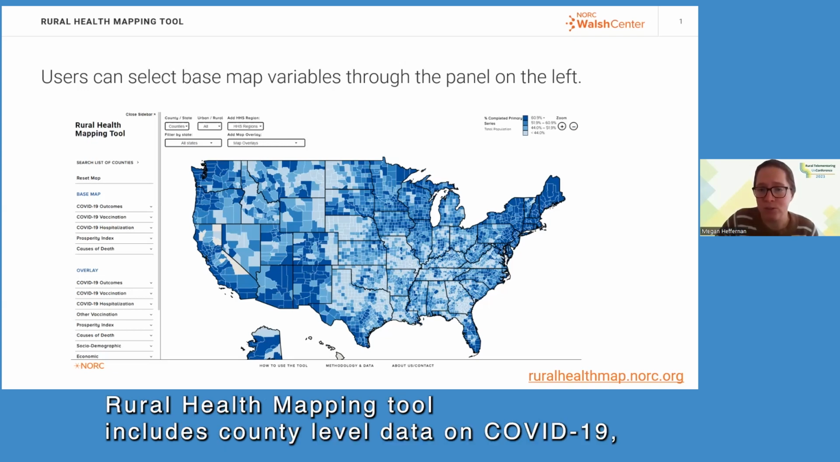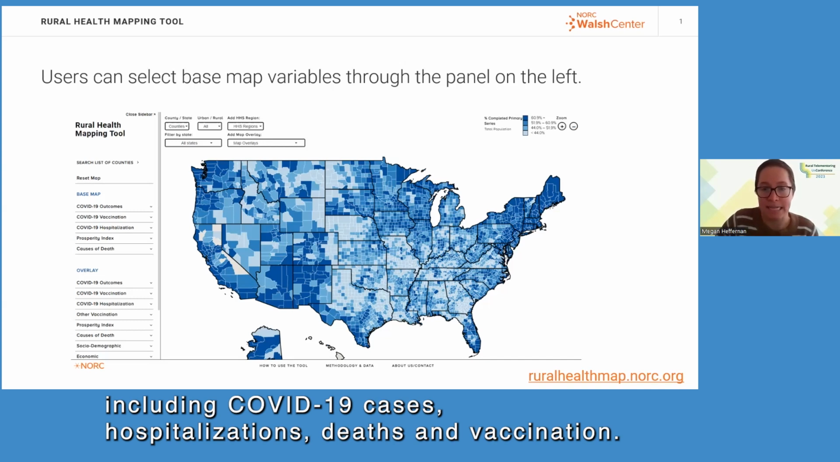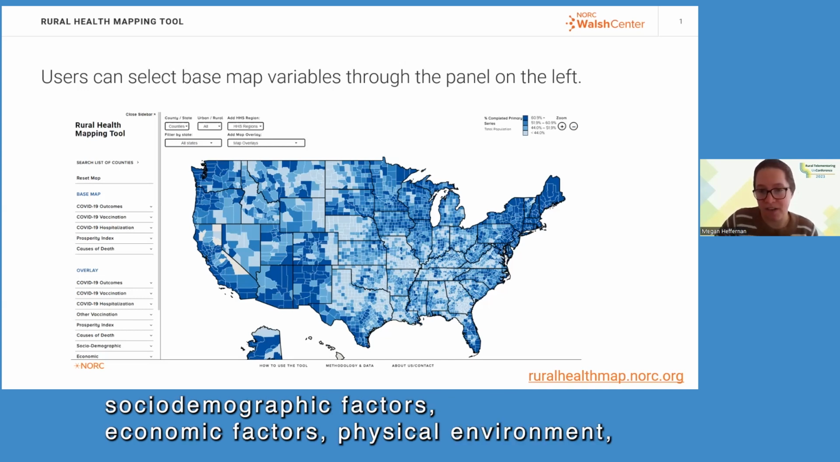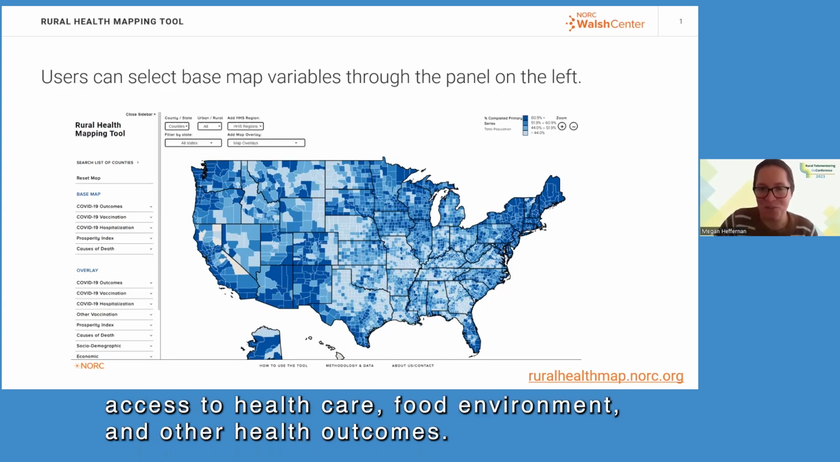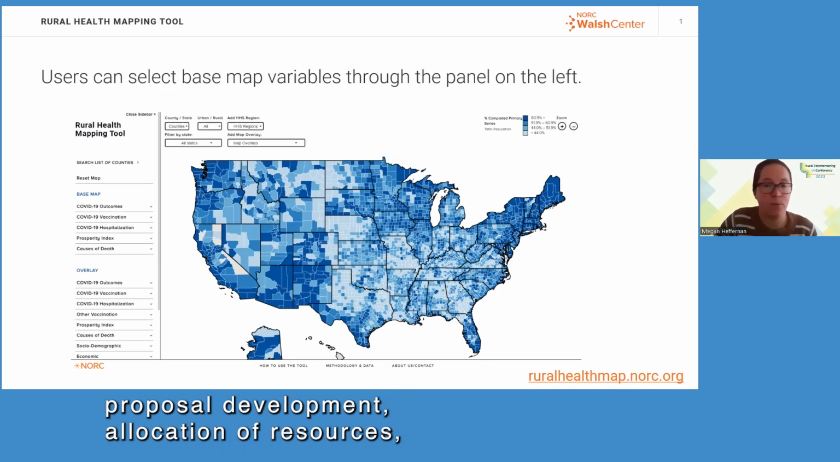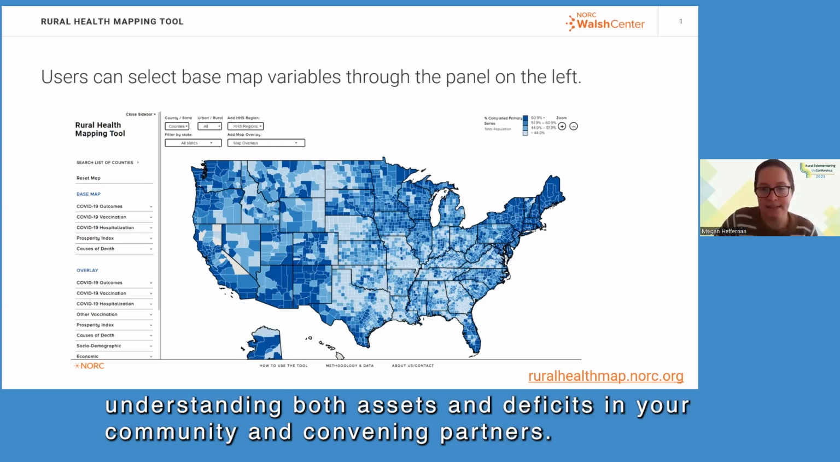The Rural Health Mapping tool includes county-level data on COVID-19, including COVID-19 cases, hospitalizations, deaths, and vaccination, the Prosperity Index, which I'll describe, leading causes of death, sociodemographic factors, economic factors, physical environment, access to healthcare, food environment, and other health outcomes. Local data can be used to support local planning efforts, advocacy, proposal development, allocation of resources, understanding both assets and deficits in your community, and convening partners.